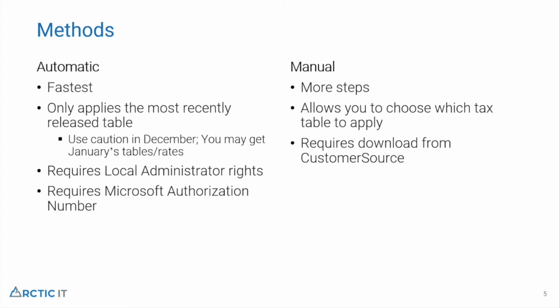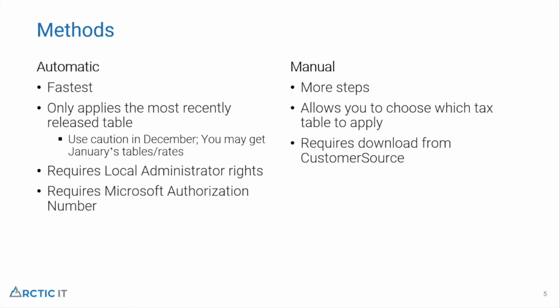All right, so there are two methods for downloading or updating your tax tables, an automatic method and a manual method. The automatic method is the fastest, and it's what we typically see used the most. What it does is it just grabs whatever the most recent tax table was that was released by Microsoft. So you'll always get the latest update, which is pretty good most of the year, but you really have to use a lot of caution in December.